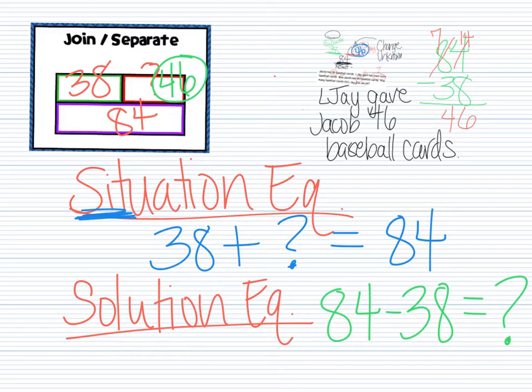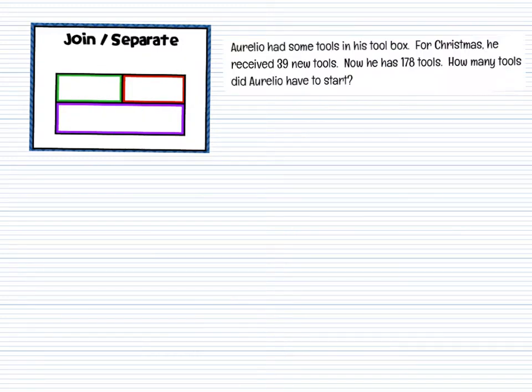Okay, you guys are doing so great so far. Think about what we've done so far. We've figured out a result unknown. We found a change unknown. Now I'm going to teach you how to identify a start unknown problem. Okay, step 1, mind movie, read it all the way through.